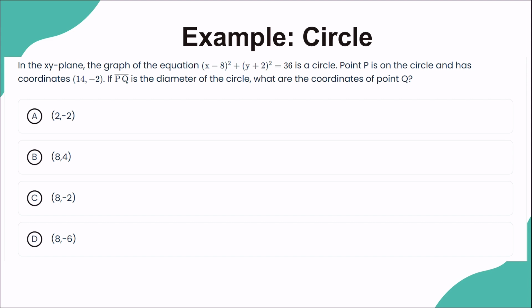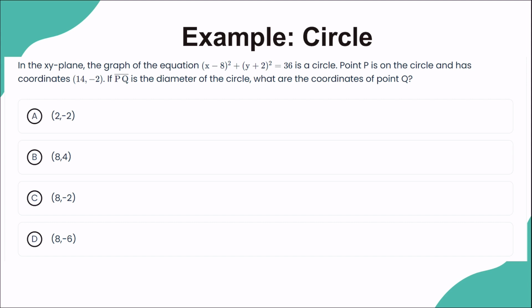I am going to put in this equation of the circle it gives us originally, just as they give it to us. And to understand the question first, it says that in the xy plane, the graph of the equation gives us is a circle. Point P is on the circle and has coordinates 14, -2. If PQ is the diameter of the circle, what are the coordinates of point Q?